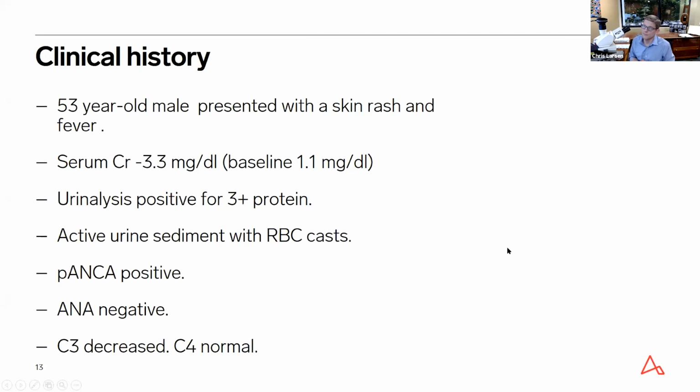So next case, a 53-year-old with skin rash, fever, acute kidney injury, proteinuria, as well as red blood cell casts. The patient has a positive ANCA, negative ANA, C3 is decreased, and C4 is normal. So let's go back to the microscope.